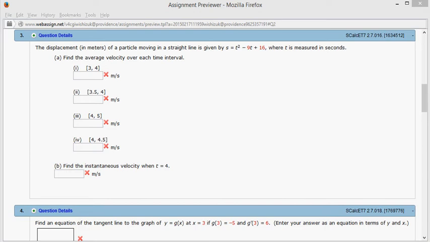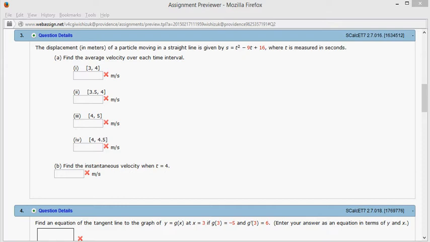Alright, let's look at homework 2.7, problem number 3. Again, we have a displacement function given, s equals t squared minus 9t plus 16. Then we want to find the average velocity. Average velocity is just the difference quotient, right? Like the slope of the secant line.